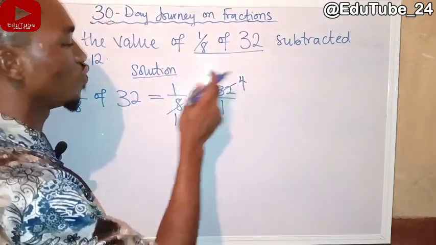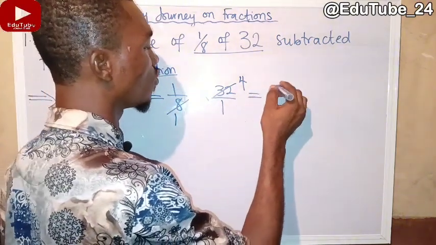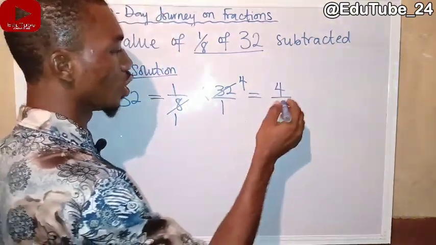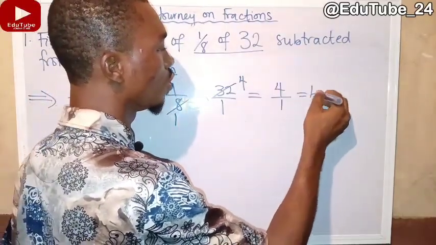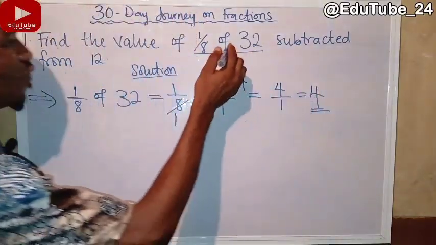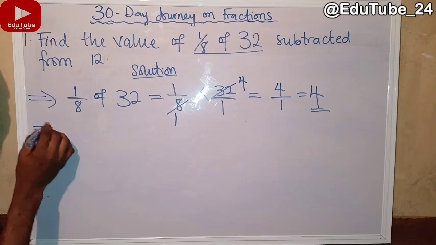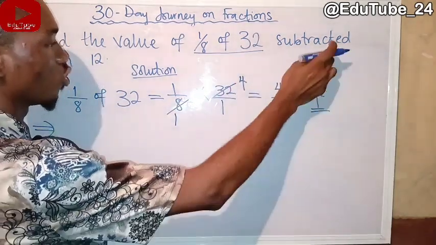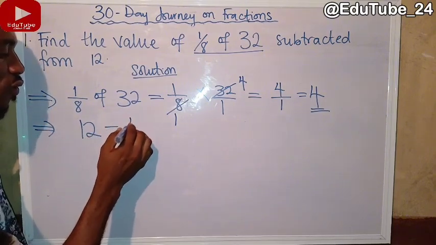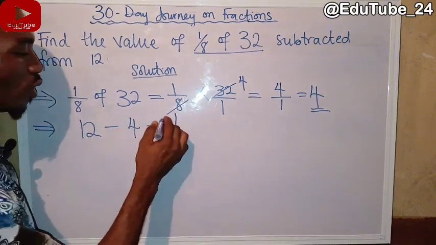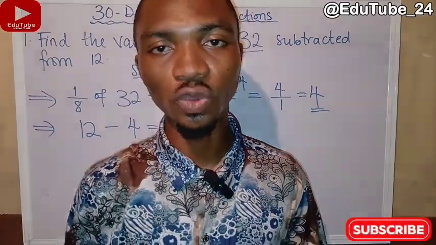Now in the numerator, we are left with 1 and 4, and in the denominator, we are left with 1 and 1. So 1 times 4 gives us 4, and 1 times 1 gives us 1, and as we know, any number divided by 1 gives you the same number. So 4/1 becomes 4. Now we found the value of this, and it should be subtracted from 12, the next part of the information. So I write 12 minus 4, and we get 8 as our answer. Let's go on to the next question for today.